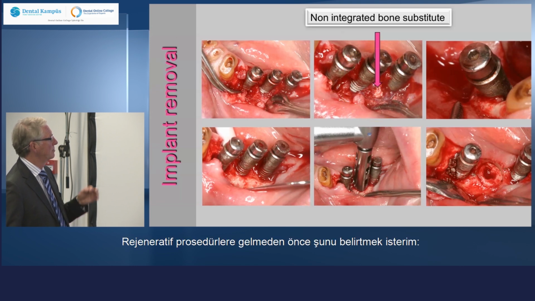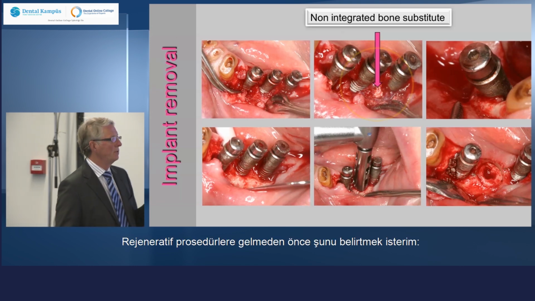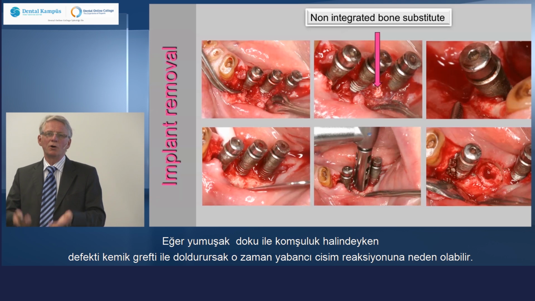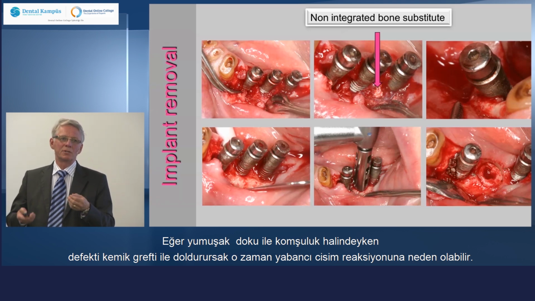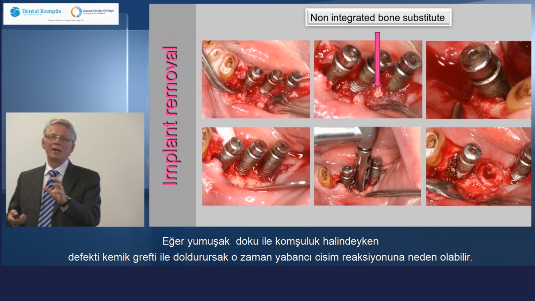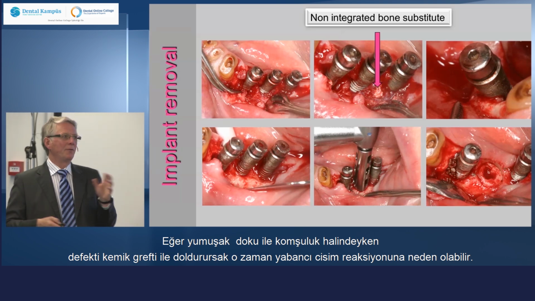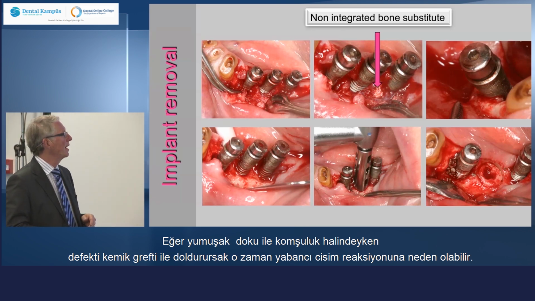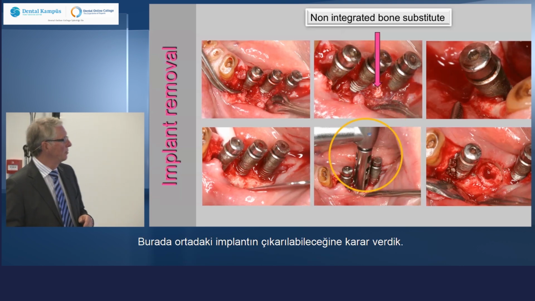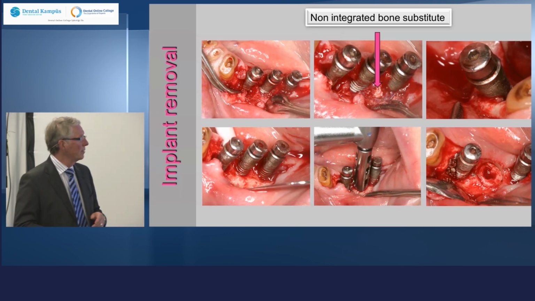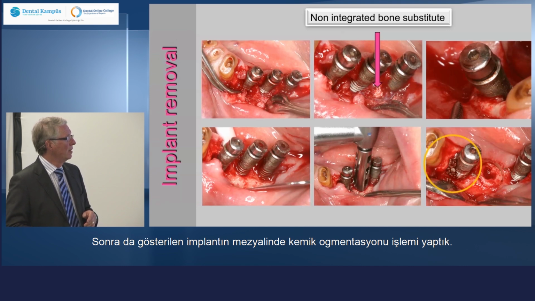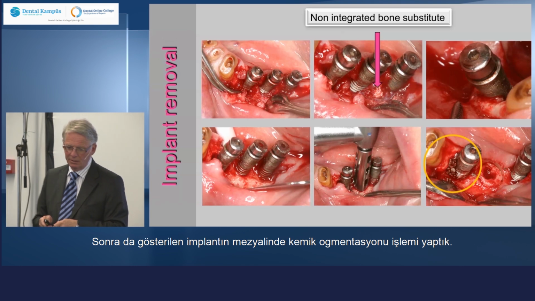And I would like just to point out, even before we come into the regenerative procedures, that if we have a tendency to overfill with bone substitutes, it may be just included or incorporated in the soft tissue, and then it may be a foreign body reaction. So here we decided that the middle implant could be removed. And then we made some bone augmentation procedure on the mesial of that implant.